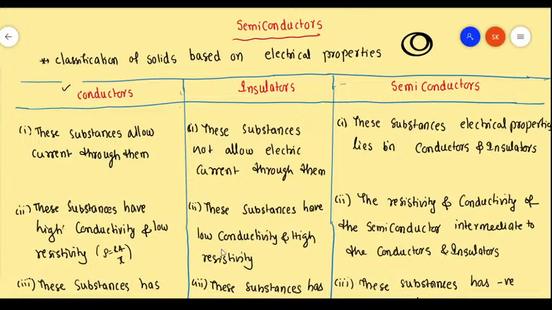Insulators are the reverse. They have low conductivity and high resistivity. Low conductivity does not allow the electrons to pass. High resistivity means large resistance is there. Semiconductors are the materials whose resistivity and conductivity lie between the conductors and insulators. Now let us go for the third point.